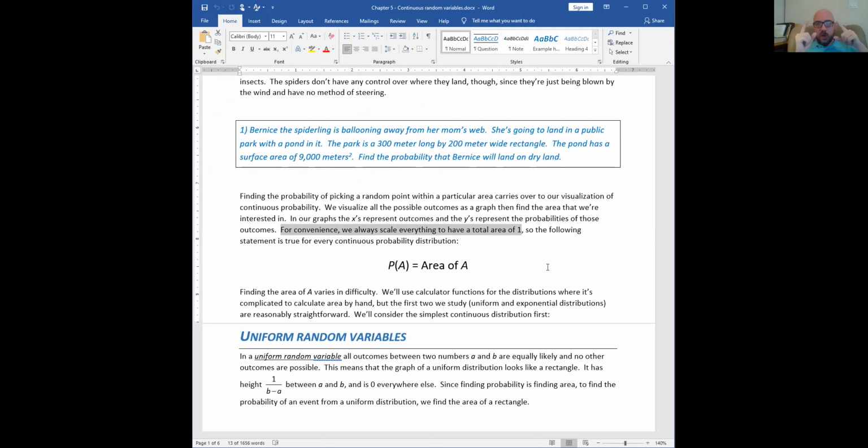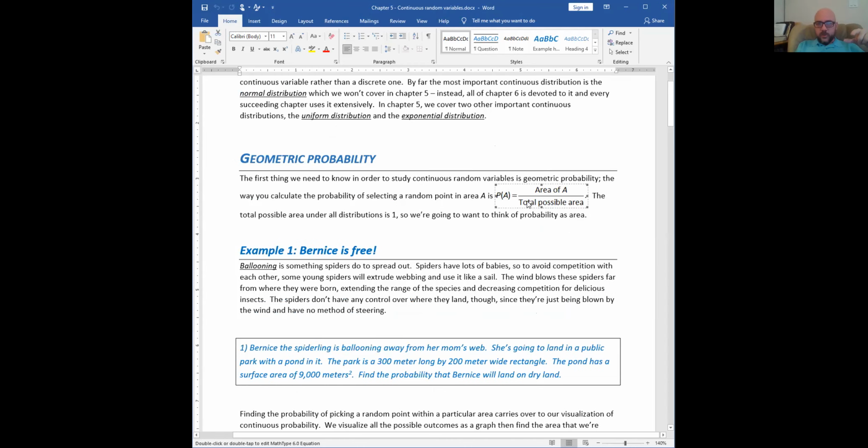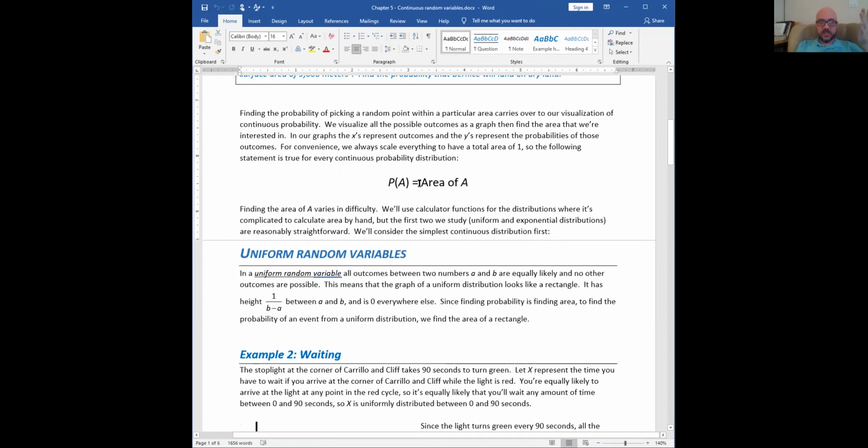Therefore, all of our calculations are going to look something like this, where the denominator, total possible area, is 1, because that's all the probability there is. So that means that the probability of A is going to equal the area of A, right? This is a really important idea in statistics. We're going to use this nonstop for the rest of the semester, and for any sort of statistics you do for the rest of your life. You want to think about this. Area equals probability. That's a really important concept.